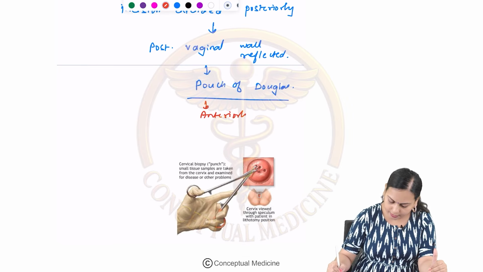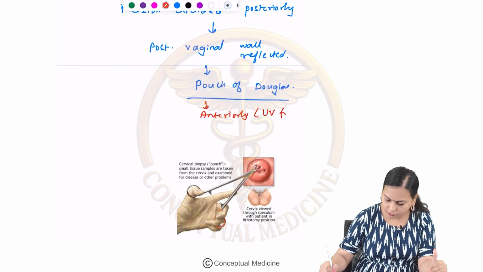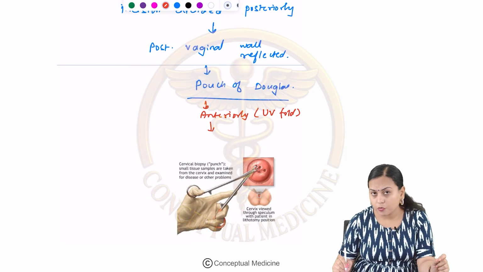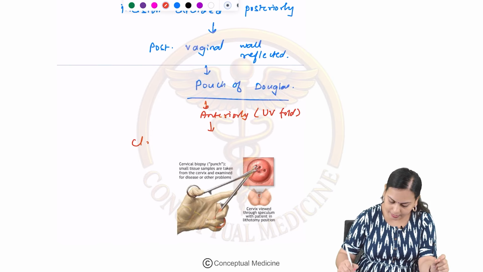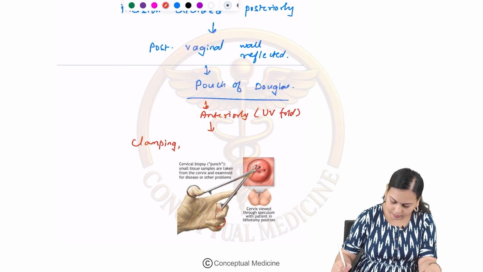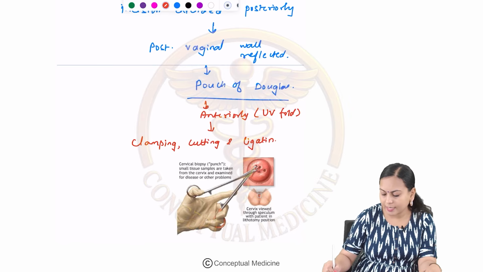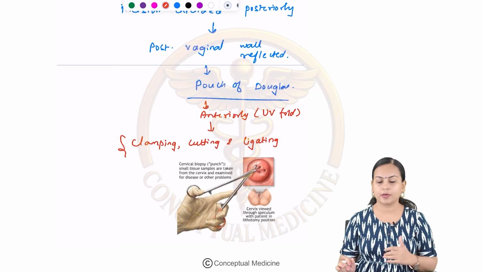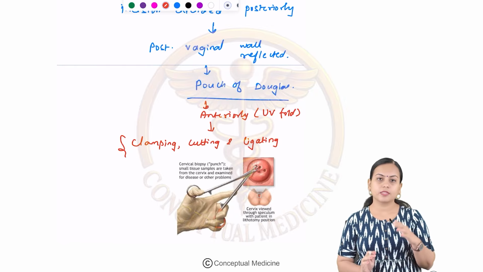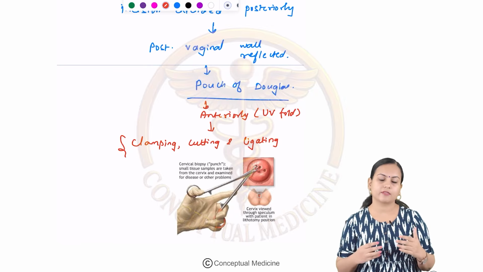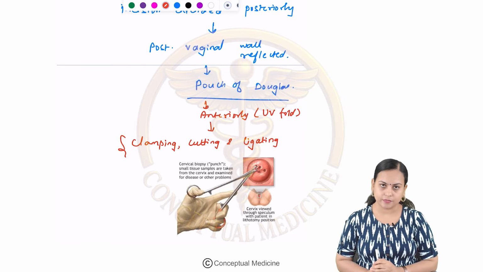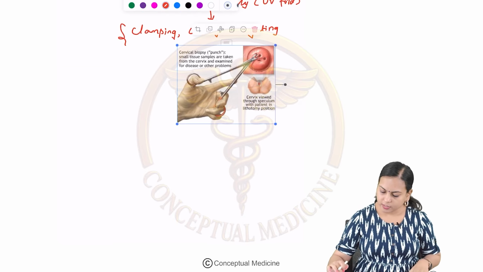by opening the utero-vesical fold of peritoneum, and the uterus will be removed by clamping, cutting and ligating the ligaments just in the inverse order of what we have seen in total abdominal hysterectomy. So the ligaments will be cut from below, starting from the uterosacral ligaments, going up to the round ligaments. Clear? Yes.